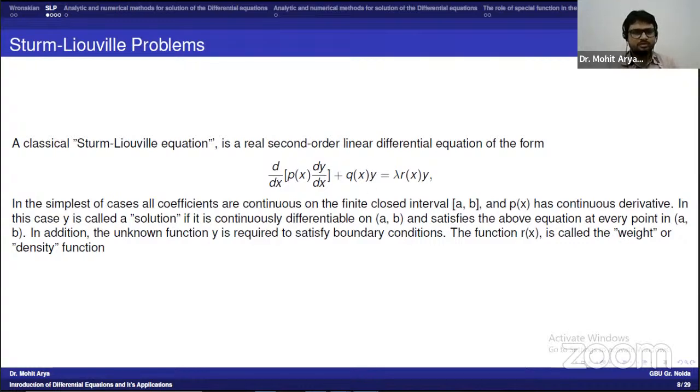In the simplest of cases, all coefficients are continuous on the finite closed interval [a, b]. So all the coefficients must be continuous, and p(x) has a continuous derivative. In this case y is called a solution if it is continuously differentiable on [a, b] and satisfies the above equation at every point in the open interval (a, b). In addition, the unknown function y is required to satisfy boundary conditions. The function r(x) is called the weight or density function.